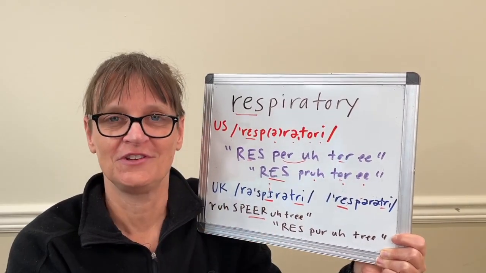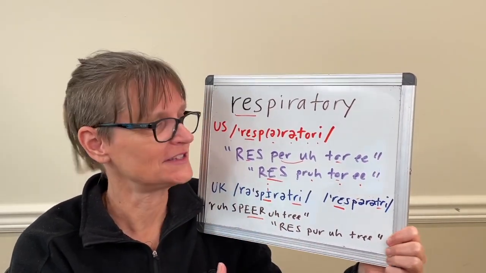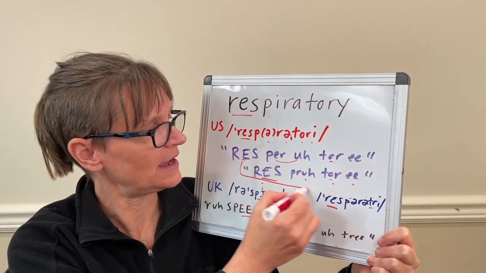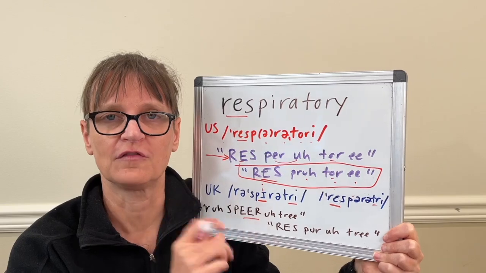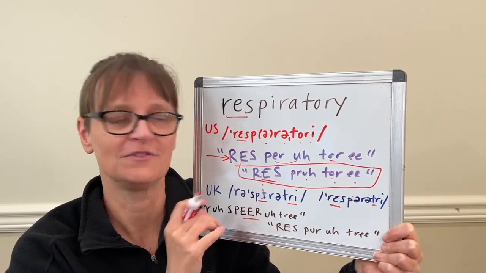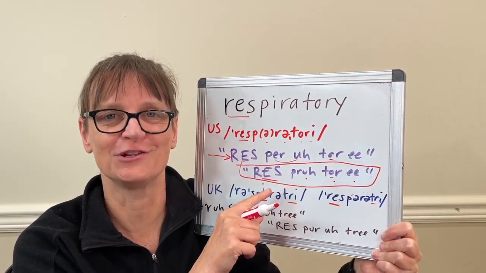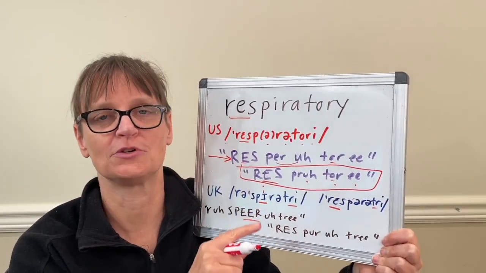Challenging to manage all of these different pronunciations. This is the one that I typically use, and this is the one that you can work on if it's challenging to do that pra. You can just stick with 5 syllables in American English. Respiratory.